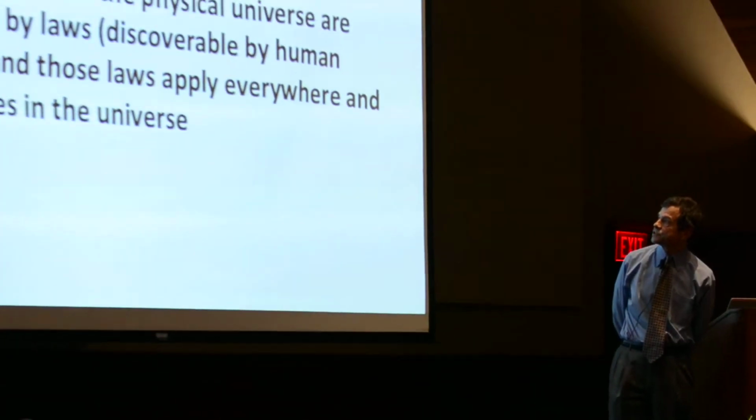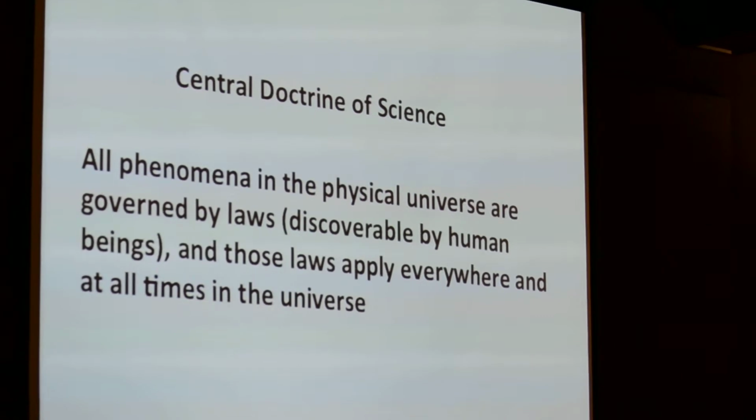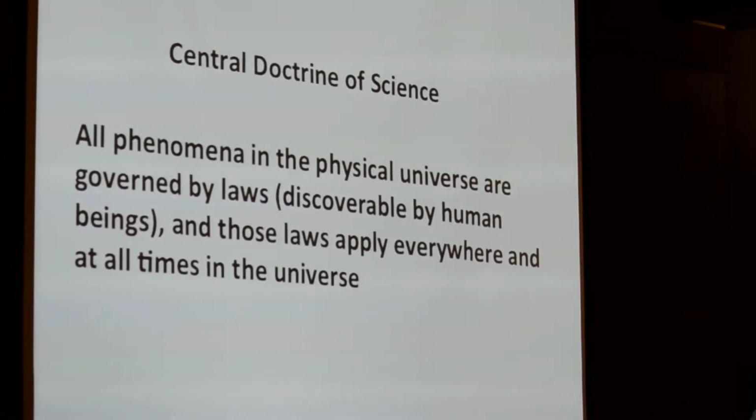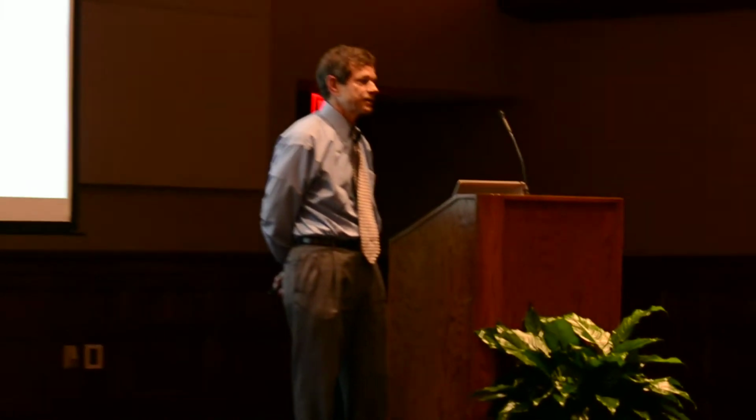So, what is a kind of religious belief that would be completely compatible with science? And to answer that question, let me first discuss with you very, very briefly something I call the central doctrine of science. The central doctrine of science is the belief that all phenomena in the physical universe are governed by laws, and that those laws apply everywhere and every time in the universe. Now, my graduate thesis advisor at Caltech never discussed the central doctrine of science with me explicitly. It was just implicit. It's something that most scientists believe and work by either consciously or unconsciously. It's sort of the rule of faith of science.